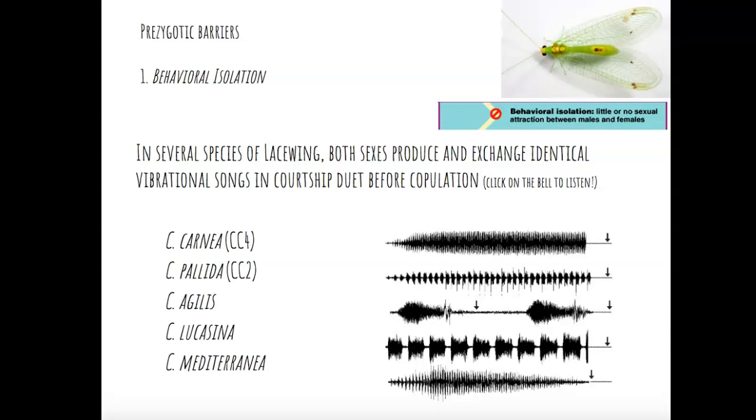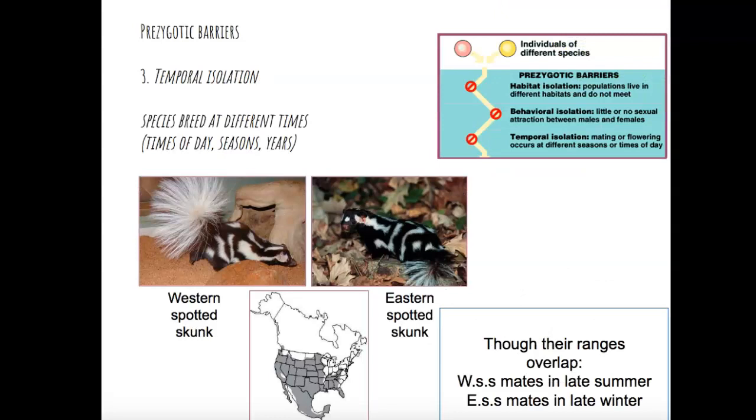So they have behavioral issues where they're not matching up, and therefore they will separate into different species because they will only mate with males that they have a preference for that courtship display. Another type of prezygotic barrier that can create different species is called temporal isolation, meaning that the species breed at different times. This could be a different time of day, a different season, or even in different years.